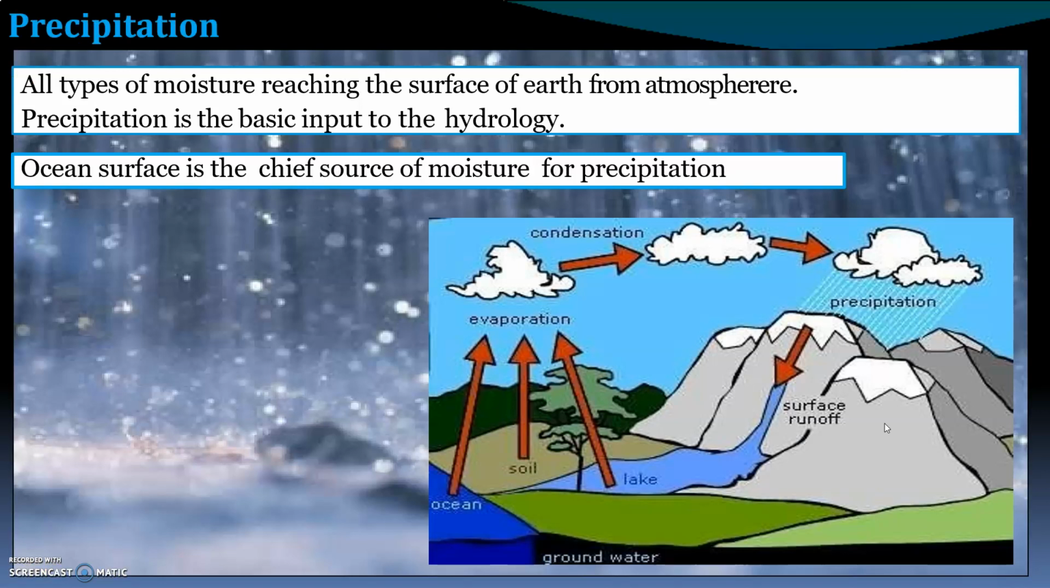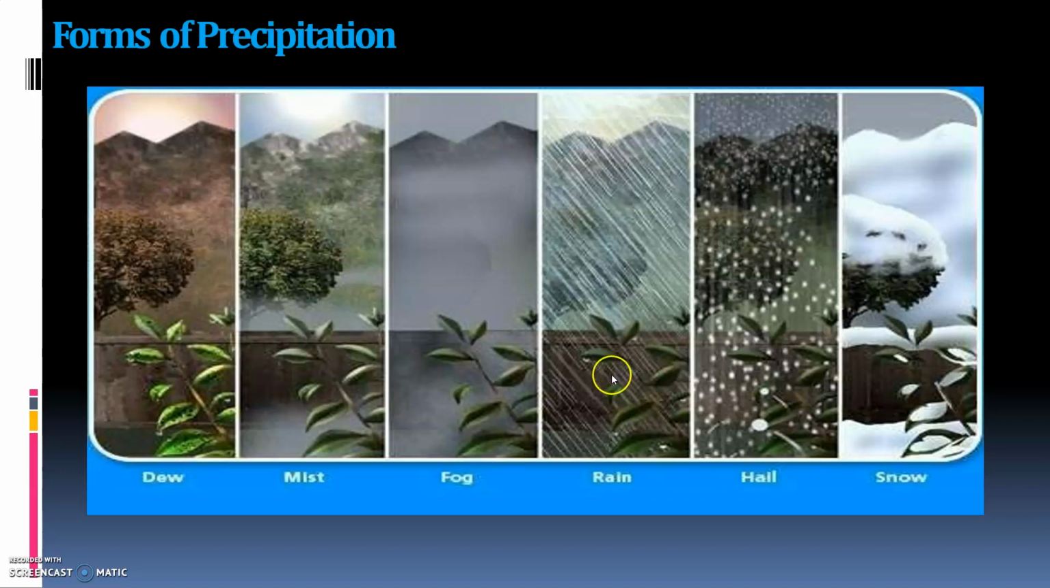Let us go one by one. The first one is the precipitation: all types of moisture reaching the surface of earth from atmosphere. Precipitation is the basic input to the hydrology. Ocean surface is the chief source of moisture for precipitation. This is the process of precipitation, condensation, evaporation, then these are the lakes, surface runoff, groundwater. Here there are different forms of precipitation: dew, mist, fog, rain, hail and snow.